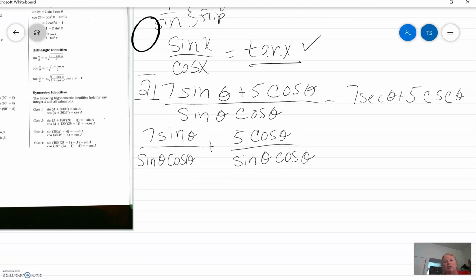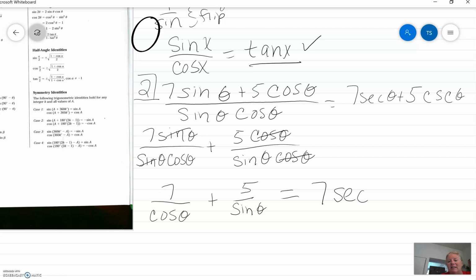In the first fraction, the sines will cancel, leaving me with 7 over cosine theta. In the second fraction, the cosines will cancel, leaving us with 5 over sine theta. Again, here's that reciprocal identity. I've got a cosine in the bottom, so if I want to bring it out of the bottom, I use the reciprocal, and the reciprocal of cosine is secant. So this is 7 secant theta.